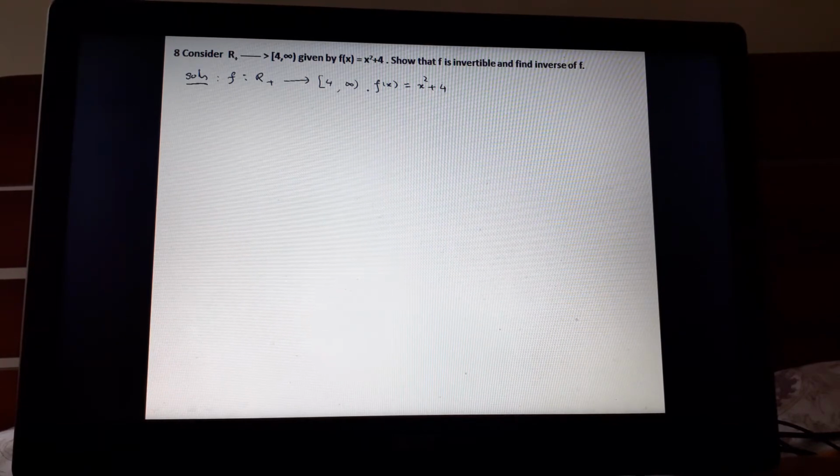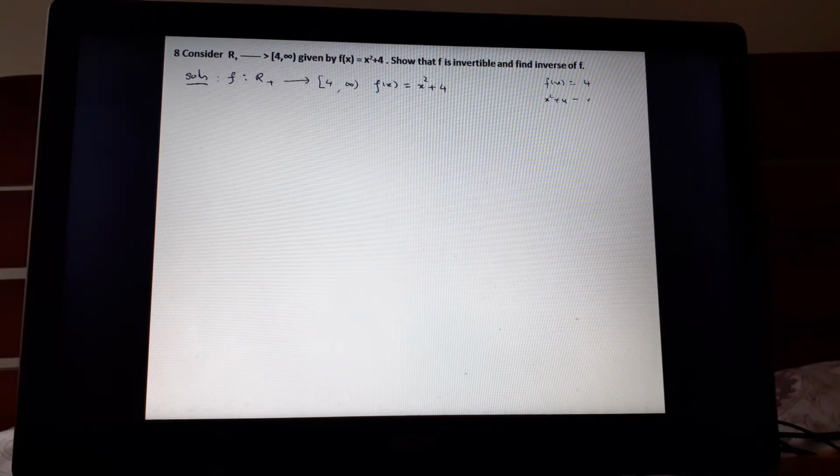Now, strictly speaking, this is not invertible because there is a small error in constructing the question. Take for example, R plus does not contain 0. R plus means positive reals. Now, suppose 4 cannot be the image. You can check here. f of x equal to 4 implies x square plus 4 equal to 4. This implies x square must be 0, so x must be 0. That means the pre-image of 4 should be 0, but 0 is not in the domain. Therefore, it is not onto.